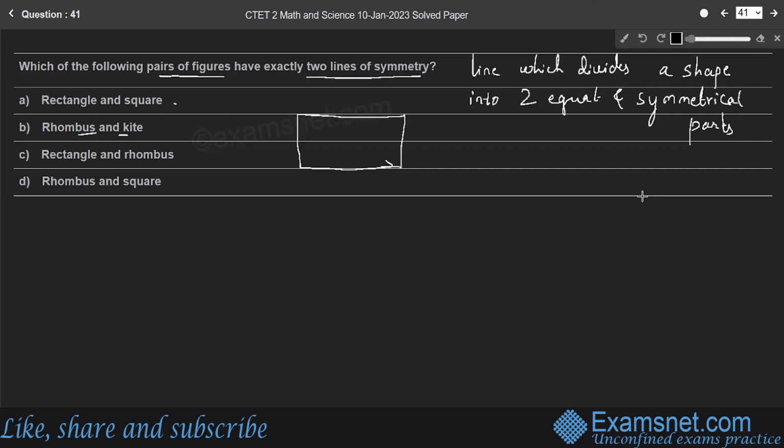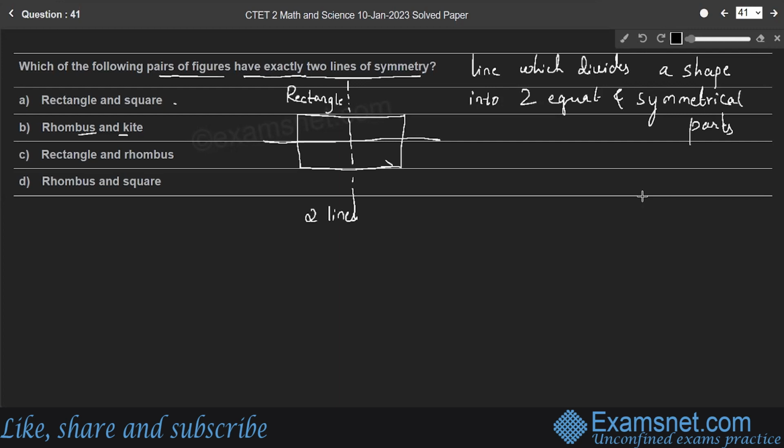So a line which passes exactly through the middle portion of the rectangle can divide the rectangle into 2 equal parts. And also a horizontal line can divide the rectangle into 2 identical, equal and symmetrical parts, right? Therefore, it has 2 lines of symmetry. Rectangle has 2 lines of symmetry, right? So the question is, the pair of figures which have exactly 2 lines of symmetry along with the rectangle, so which figure has only 2 lines of symmetry, right?